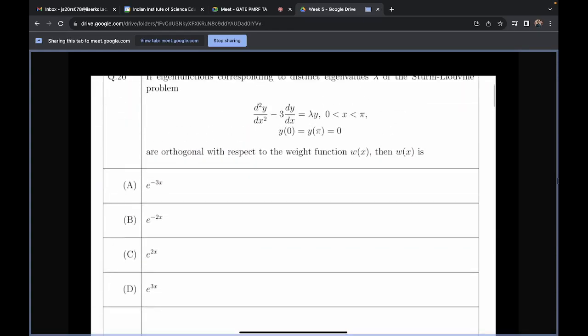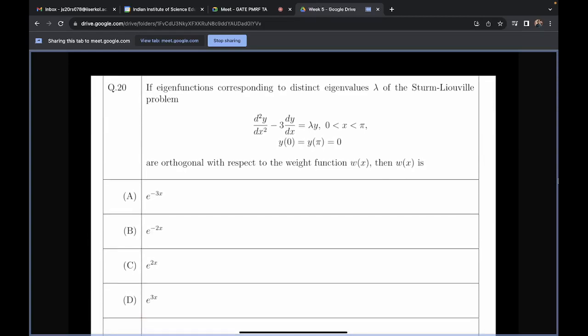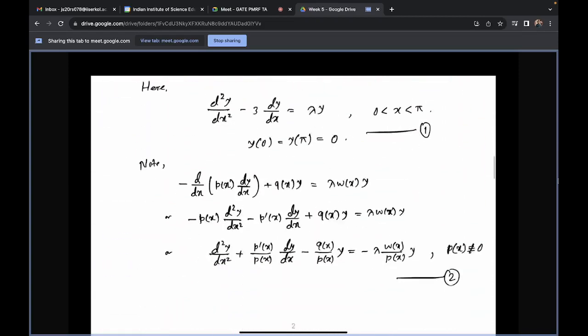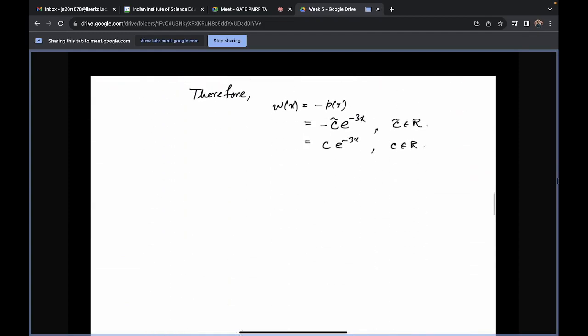So among which options are correct? Four options are given: the first one is e to the power minus 3x, second one e to the power minus 2x, e to the power 2x, e to the power 3x. So if some eigenfunctions are orthogonal with respect to this weight, the constant does not matter, you can always take it out.